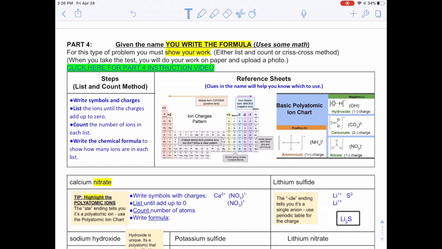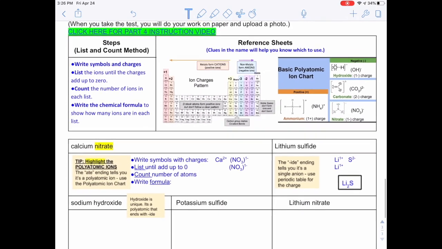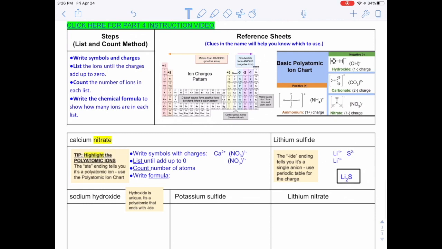This time, given the name, you write the formula. This uses some math. And for this part, you do need to show your work on some paper when you take the test so that you will upload that paper just like you did with the last assignment. And that will be part of your test grade to kind of prove that you're doing the work and not just looking online for answers.